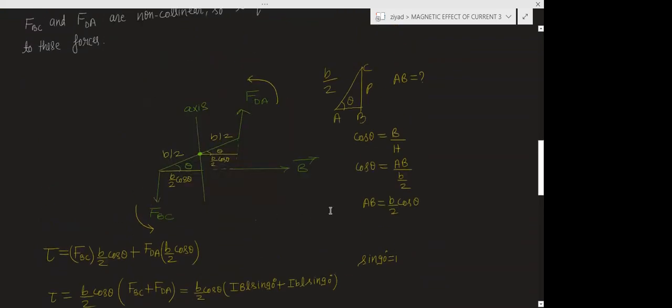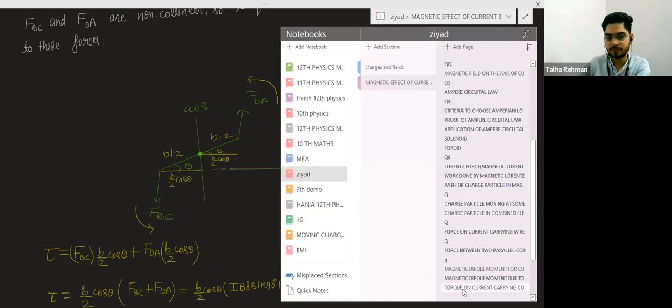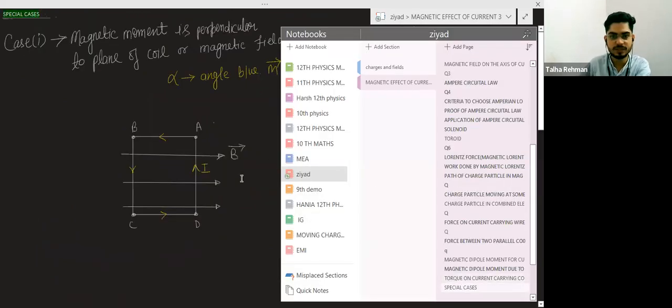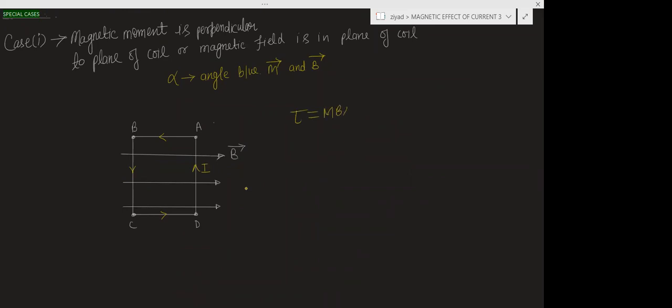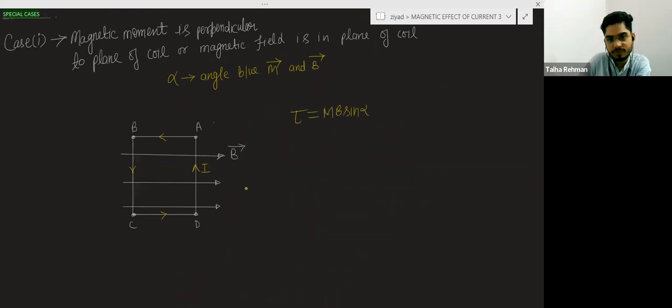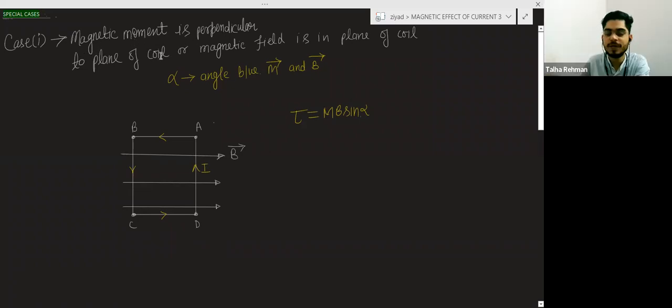Now we have special cases. So we know what torque is now: MV sine alpha, and alpha is the angle between the magnetic moment and the magnetic field. So case 1: the magnetic moment is perpendicular to the plane of the coil, or the magnetic field is in the plane of the coil.